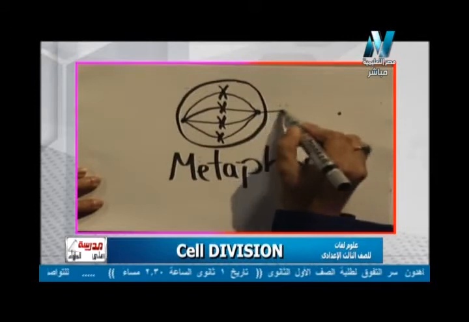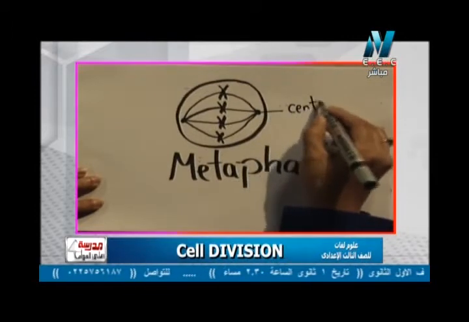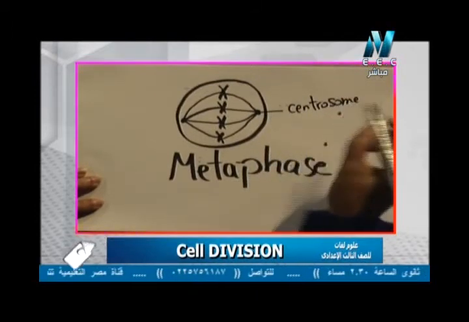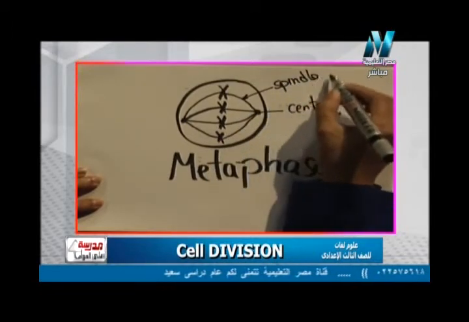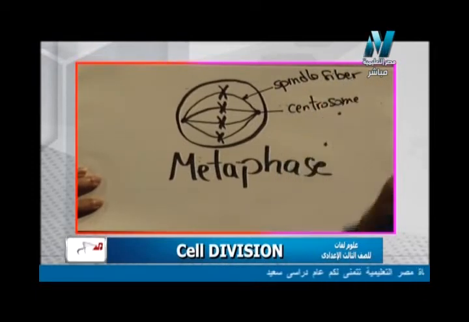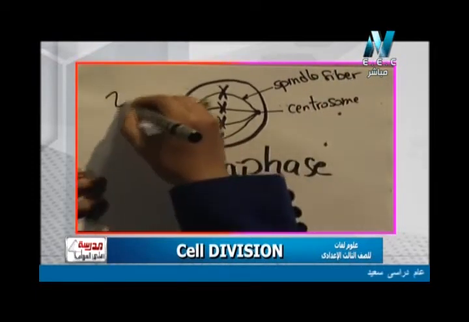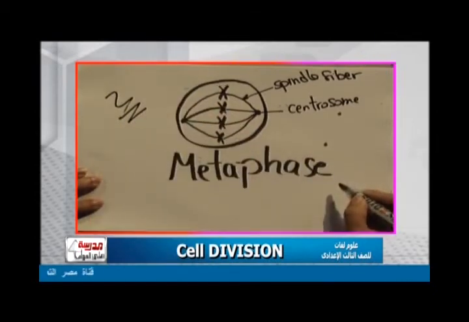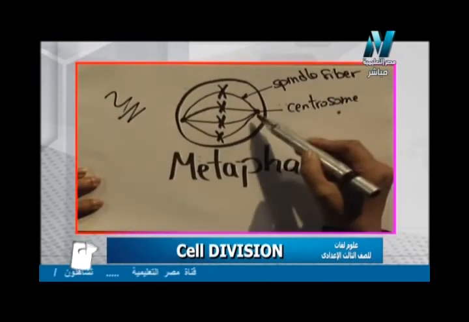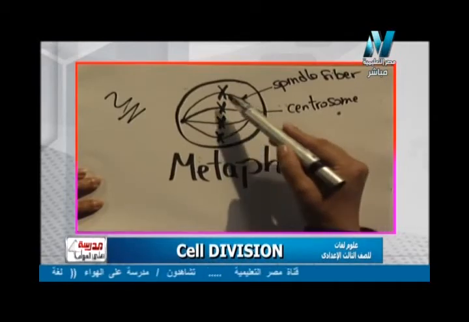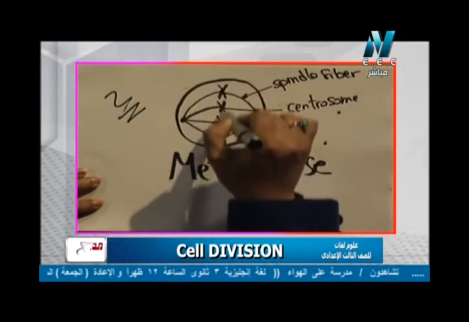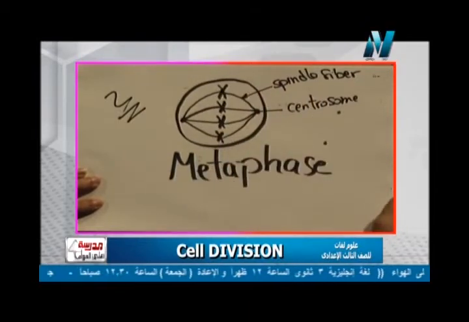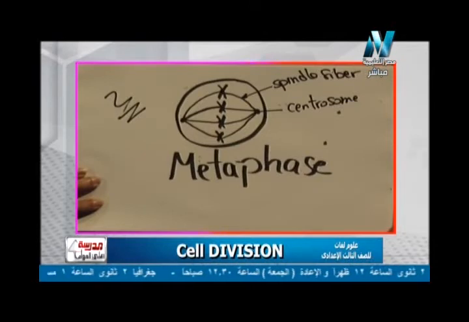السبندل فايبر هنا لو animal cell يبقى جاي من السنتروسوم، وده we call it spindle fiber. يبقى دي stage number 2 أو phase number 2. Spindle fiber comes from the centrosome, connects each chromosome from the middle من السنتر بتاعه اللي هي centromere, and arranges it in the equator. What's meant by the equator? It is the middle of the cell. Okay, this is the phase number 2.